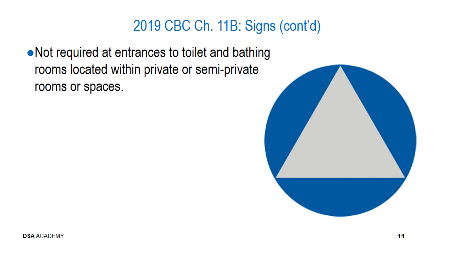Geometric symbols are not required at entrances to toilet and bathing rooms located within private or semi-private rooms or spaces. Those private or semi-private rooms or spaces could include, but are not limited to, toilet rooms within transient lodging guest rooms, toilet rooms within residential dwelling units, or toilet rooms within a patient sleeping room in a medical facility.